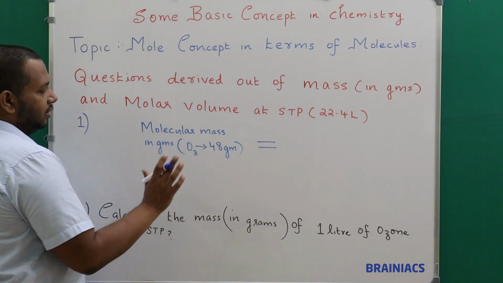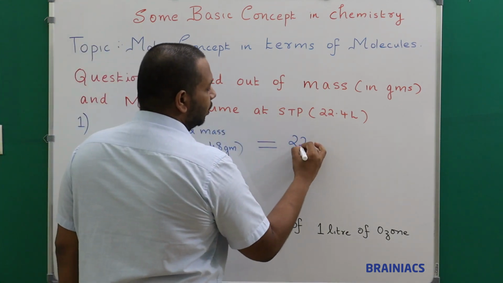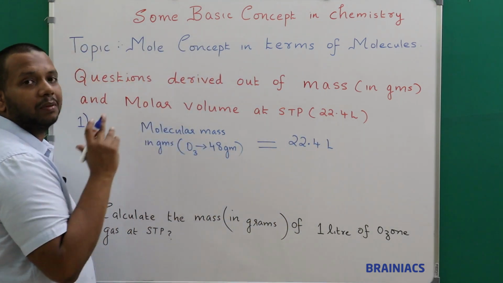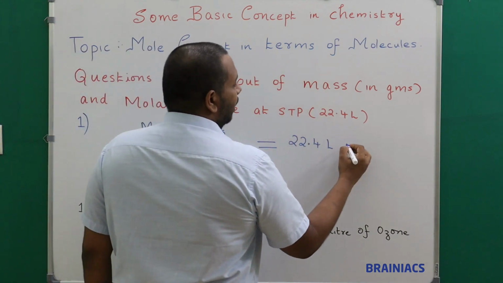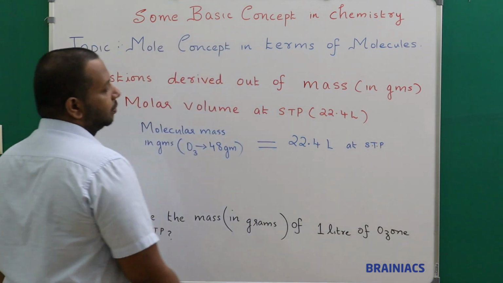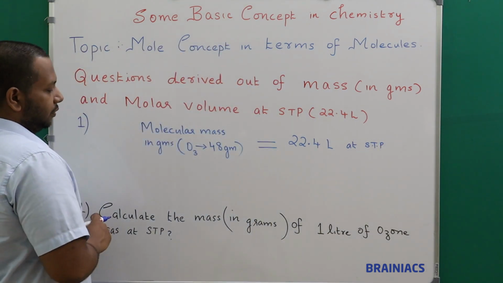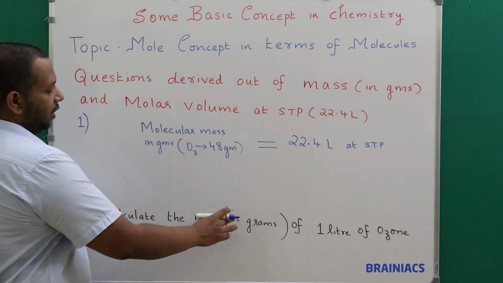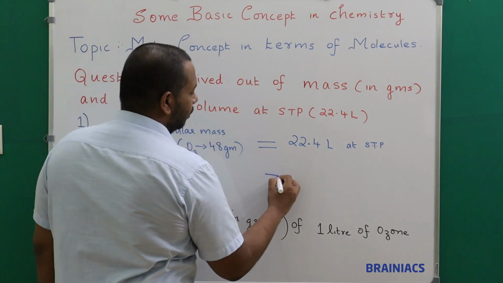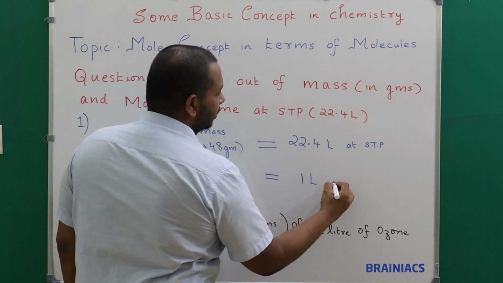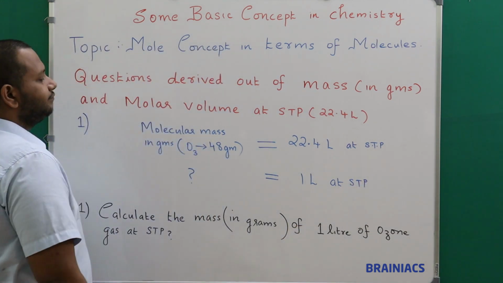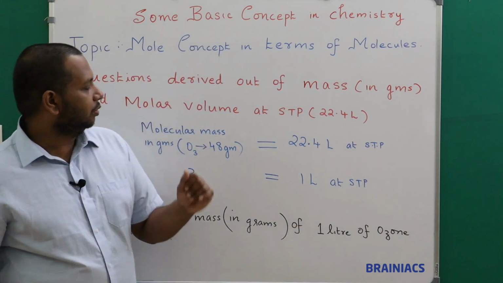We know the standard volume at STP will always be 22.4 liter. If it is in ml, multiply by 1000. Okay, at STP. That is very important. Standard temperature and pressure. Now in the question, what is given or what are they asking for? They are asking for mass. So here the question will come out, and they are asking you to find this in 1 liter at STP. Okay, so tell me how to do this.